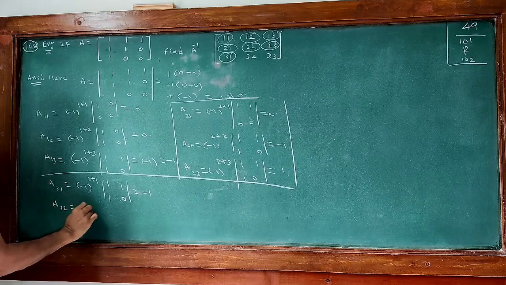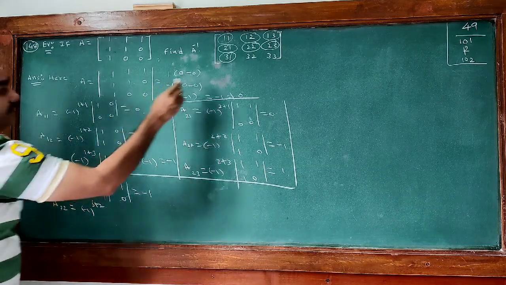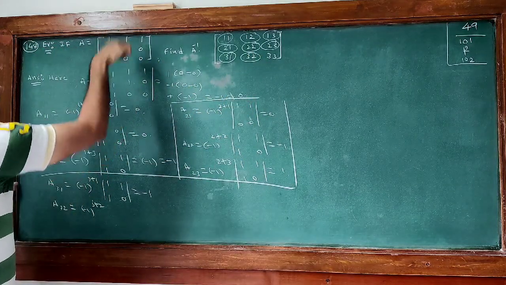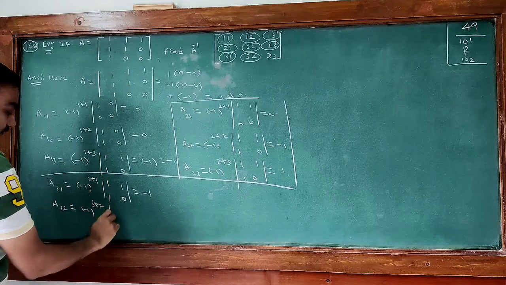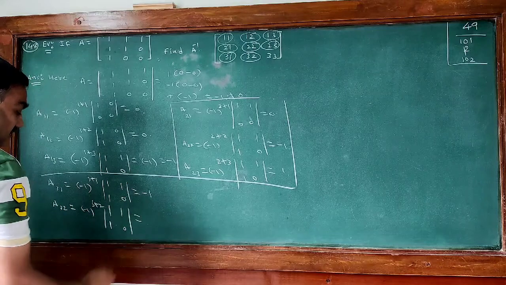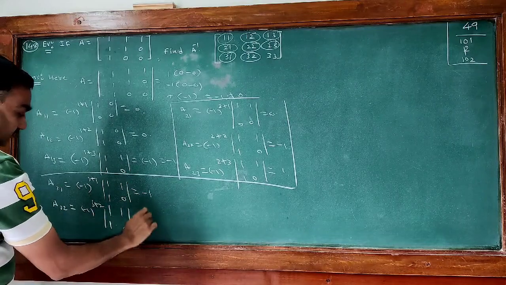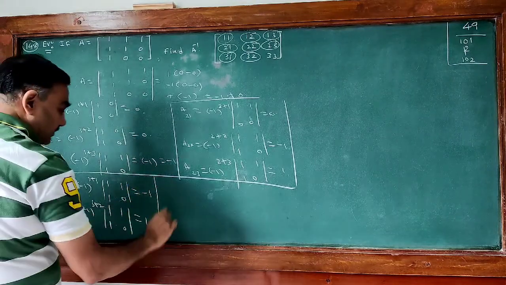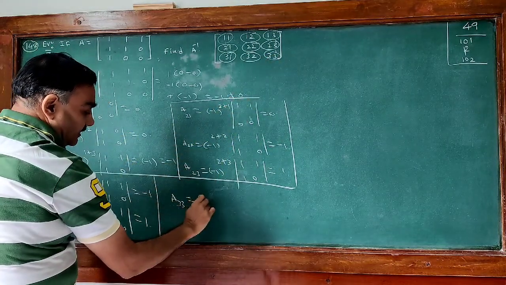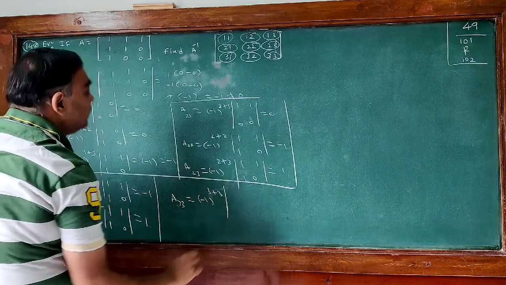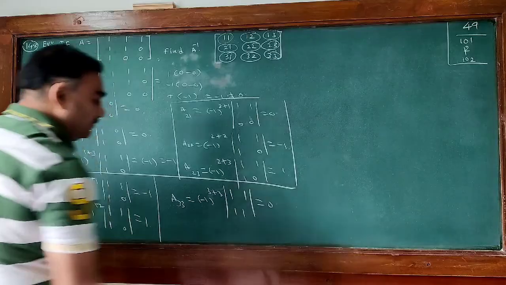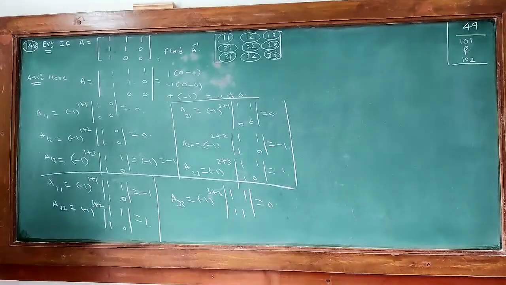A32, minus 1 raised to 3 plus 2. Now we are finding it for this one. We are not taking this row and this column, so it is 1 1, 1 0. So this is equal to 0 minus 1, so it will be plus 1. And the last one, A33, minus 1 raised to 3 plus 3, and 1 1, 1 1, means it is 0. So it is like this.